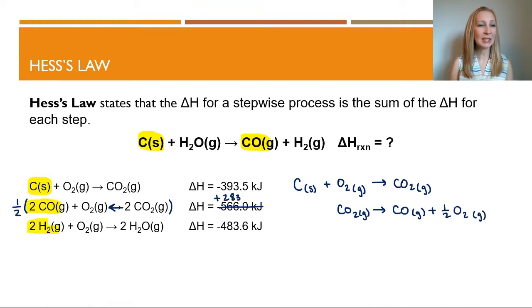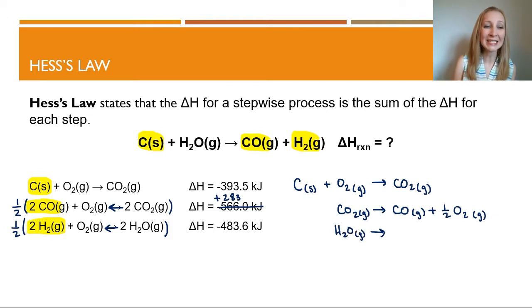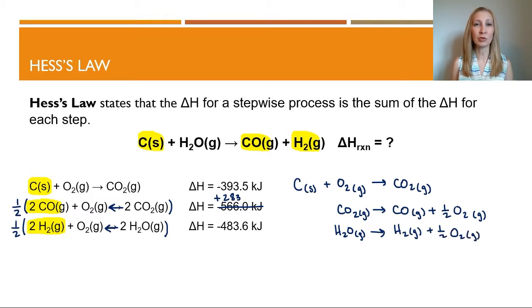Now I'm going to take a look at this H2. I have 2 moles of H2 as a reactant for this individual step of this known process that I could measure, but I have H2 as a product for my unknown reaction in bold. So what I'm going to do there is reverse this reaction and do the same thing that I did previously and multiply it by 1/2. So I've reversed this reaction. I have H2O as a reactant, and my H2 becomes a product. So H2O gas breaks down to give us H2 gas plus a half mole of O2 molecules.